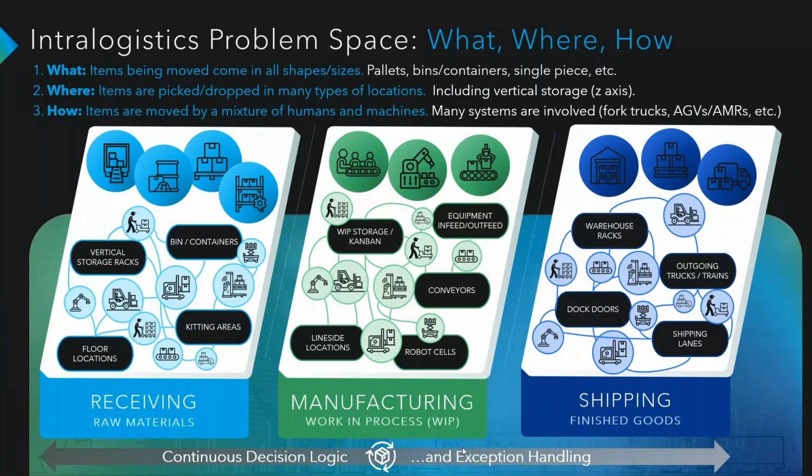And then the last part, the how: many different systems and machines are involved in order to be able to move all of these materials around. You've got a mixture of both automated systems, as well as a lot of these things are still being done by hand by humans as well. So that leads to some complexity as well.